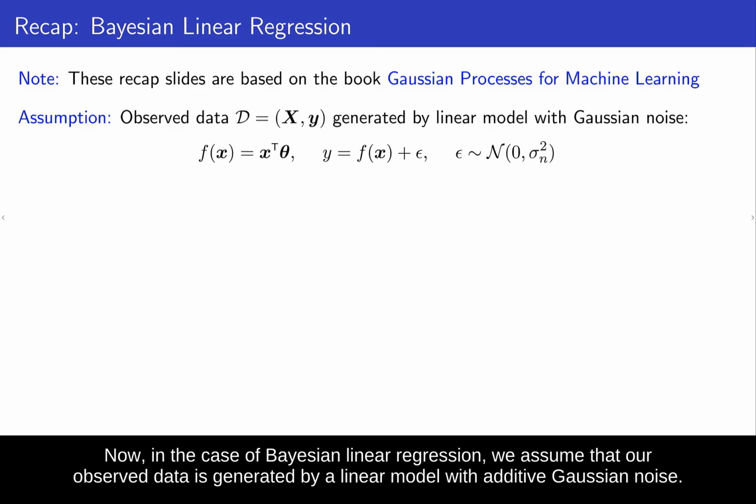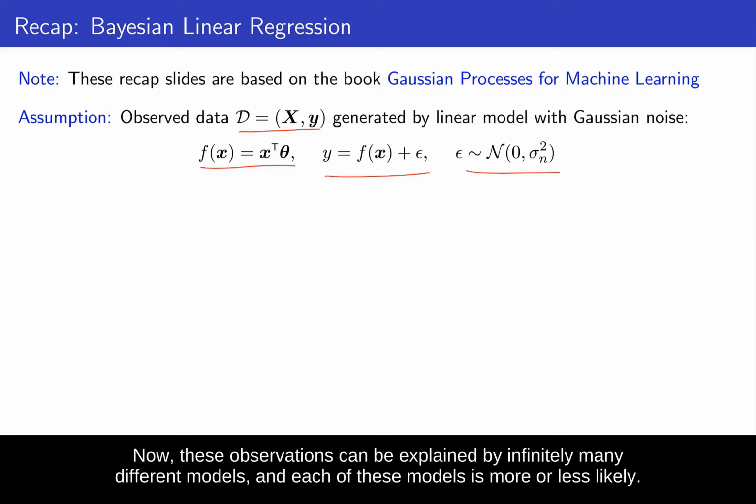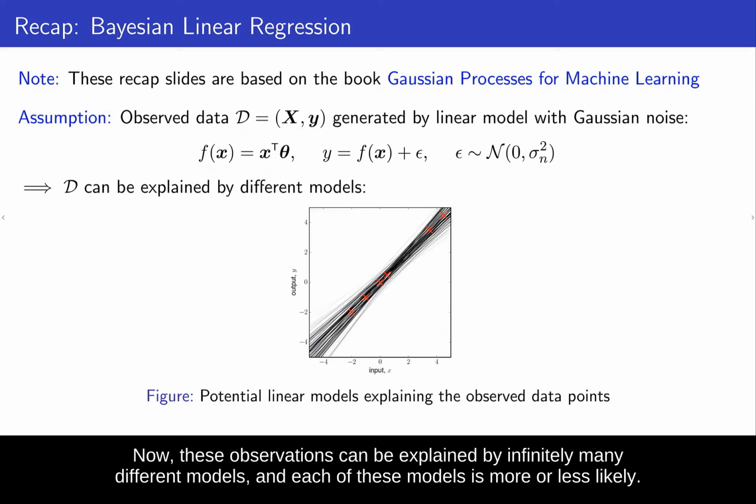Now, in the case of Bayesian linear regression, we assume that our observed data is generated by a linear model with additive Gaussian noise. Now, these observations can be explained by infinitely many different models, and each of these models is more or less likely.